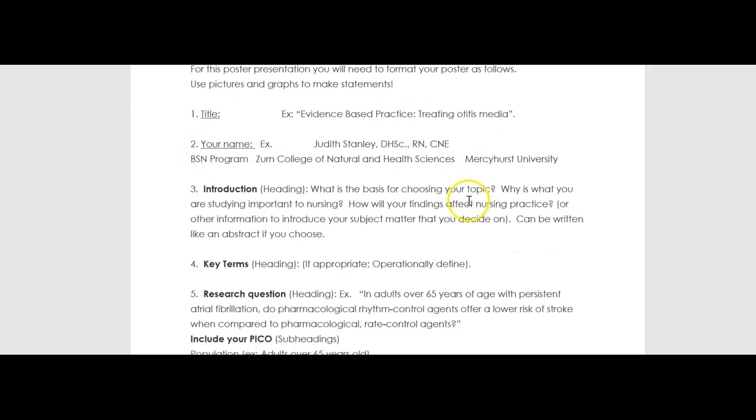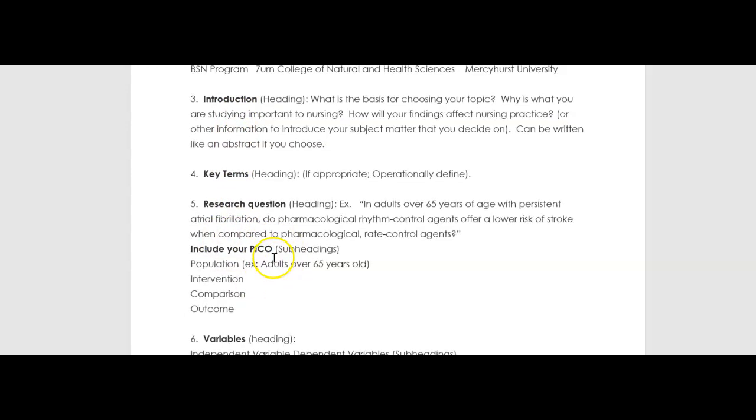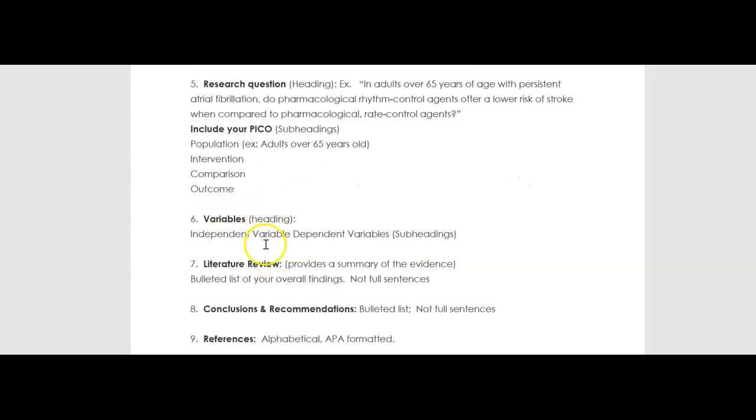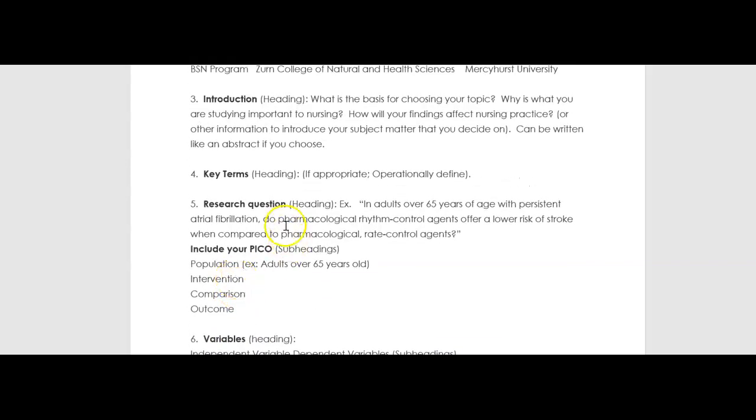But now these are the headings that you're going to use. You're going to use an introduction, key terms, research question, which includes your PICO question, variables, lit review, conclusions and recommendations, and references. So you can go ahead and set up your poster with those headings.